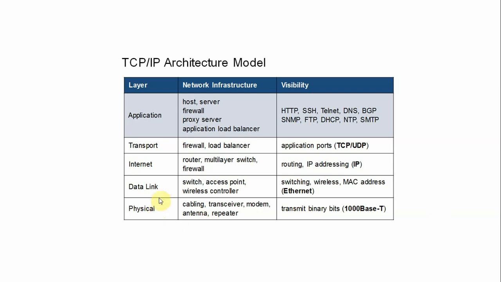Now when you have the physical and data link layers, that's really the network access layer. And that's where the switches, access points, and wireless controllers all reside. It's called layer 2. And you've got layer 1, physical, and that includes cabling, transceivers, modems, antennas, and repeaters. So when I say layer 2, I'm really referring to the first two layers, layer 1 and layer 2 of the TCP model. And some of the common protocols, things like Ethernet.